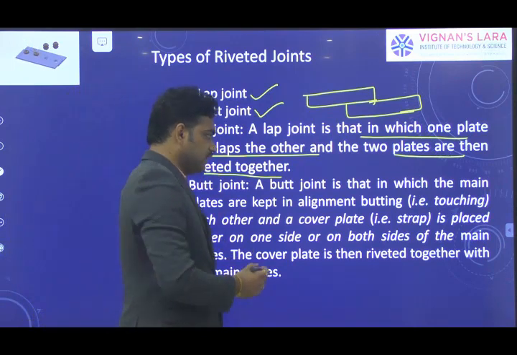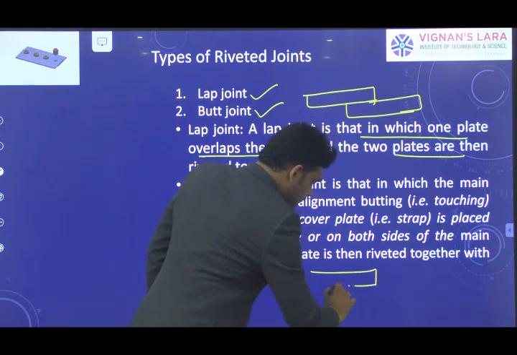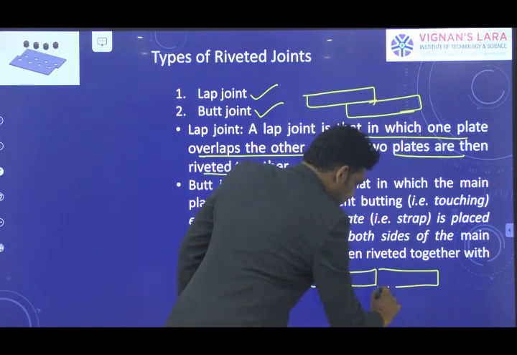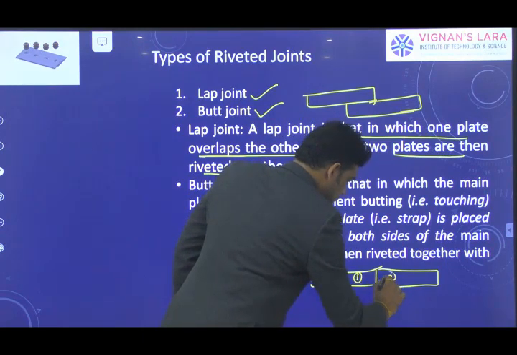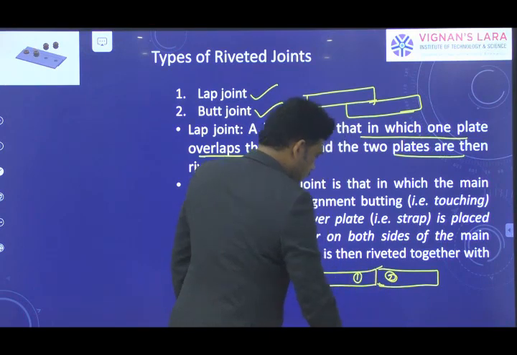And coming to the butt joint, both plates are placed side by side. This is plate 1 and this is plate 2, or machine component 1 and machine component 2.